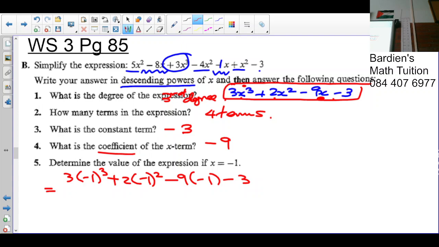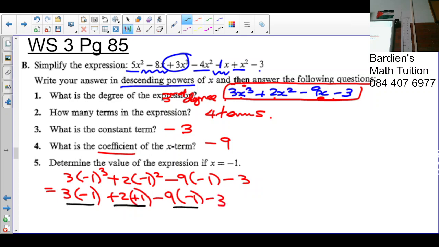Any confusion? No? Alright? So negative 1 cubed. Is negative 1 cubed negative or positive? Negative 1. A negative to an odd exponent will always be negative. Plus 2 times negative 1 squared, which is positive 1. Minus 9 times negative 1 minus 3. Now I can get rid of these brackets here.